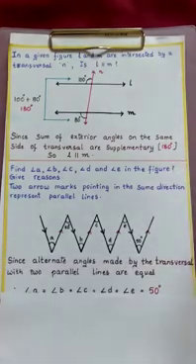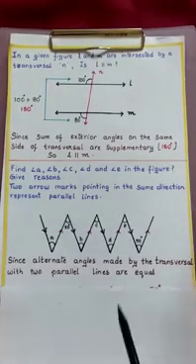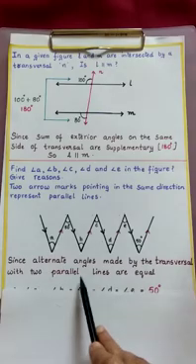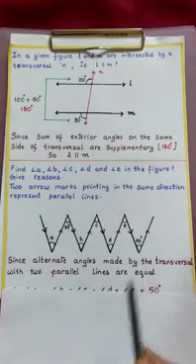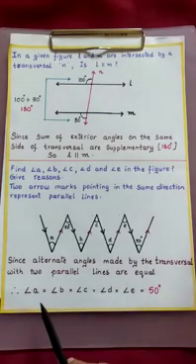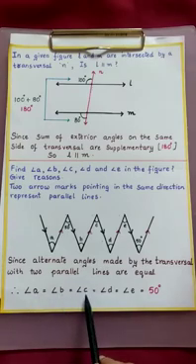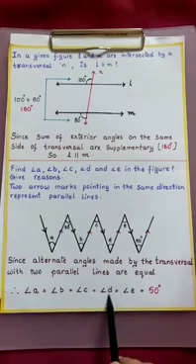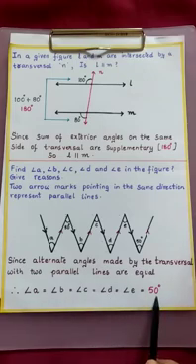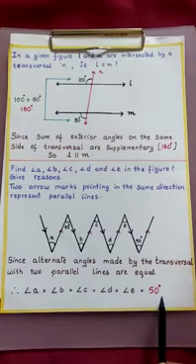So all these are alternate angles made by the transversal with two parallel lines. So they are equal. Then what are the measures here? Angle A is equal to angle B is equal to angle C is equal to angle D is equal to angle E is equal to 50 degrees. So all are alternate angles which are equal to 50 degrees.